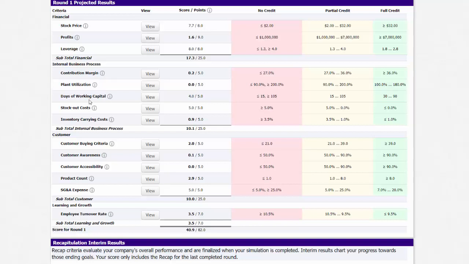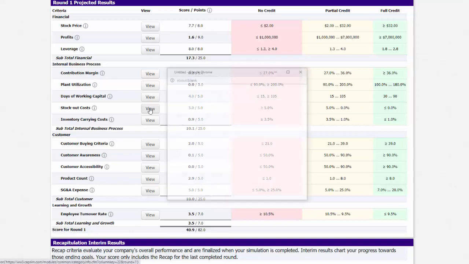In terms of days of working capital, if you have less than 15 days of working capital or more than 105 days of working capital, you will receive no credit. You will receive partial credit if your days of working capital are between 15 and 105. You receive full credit for days of working capital between 30 and 90.